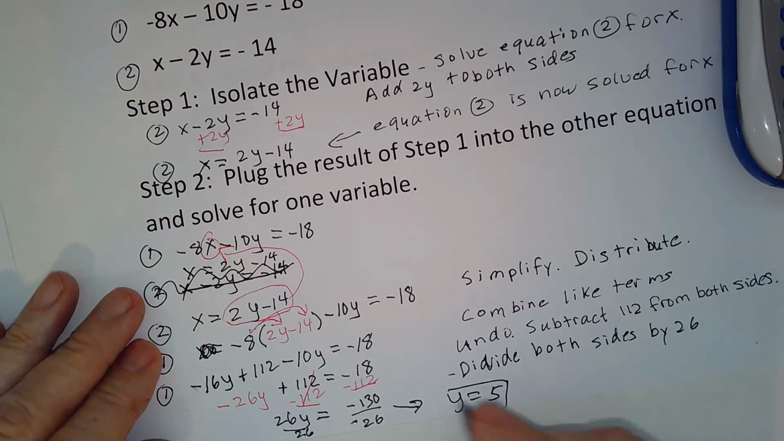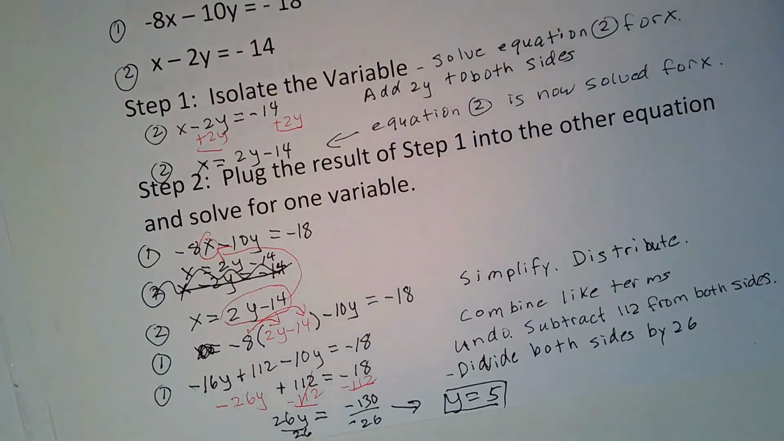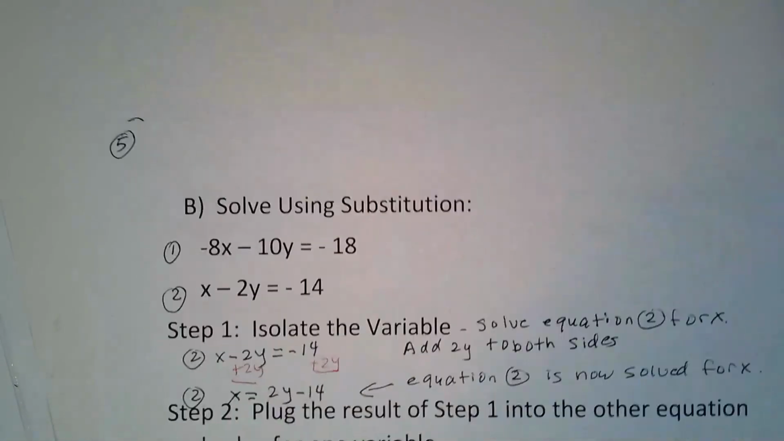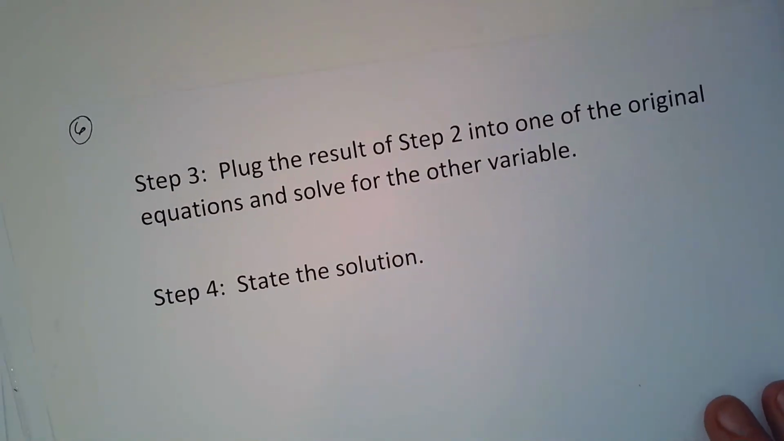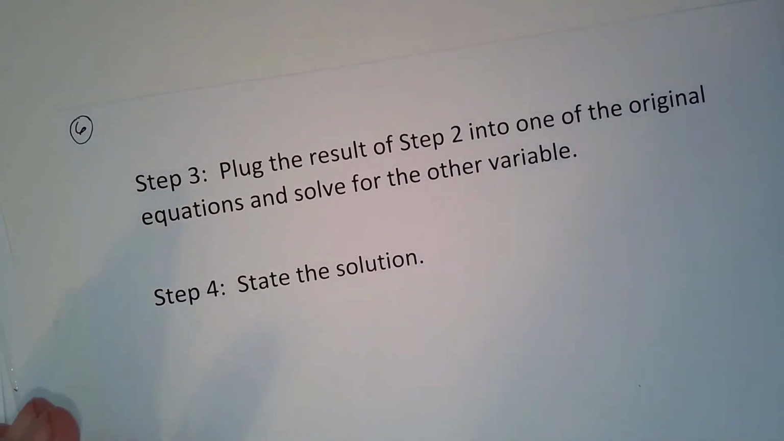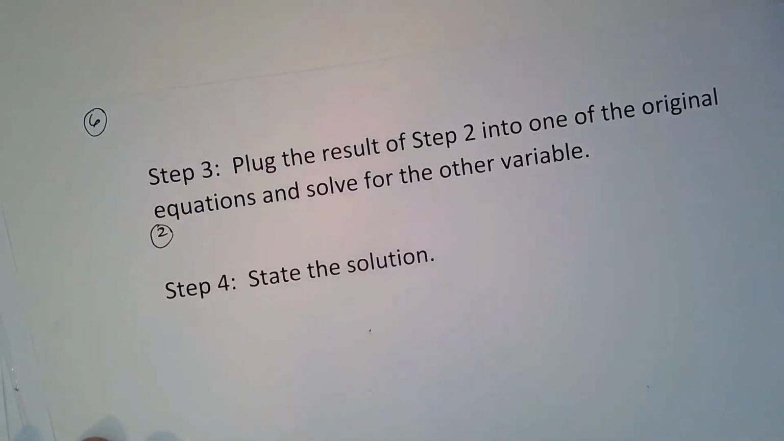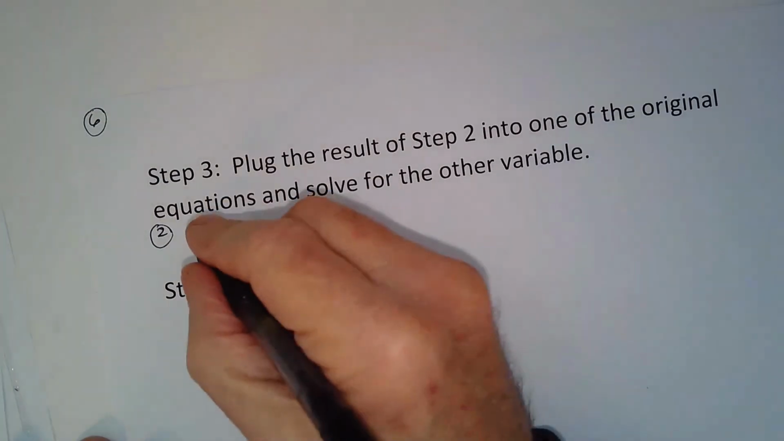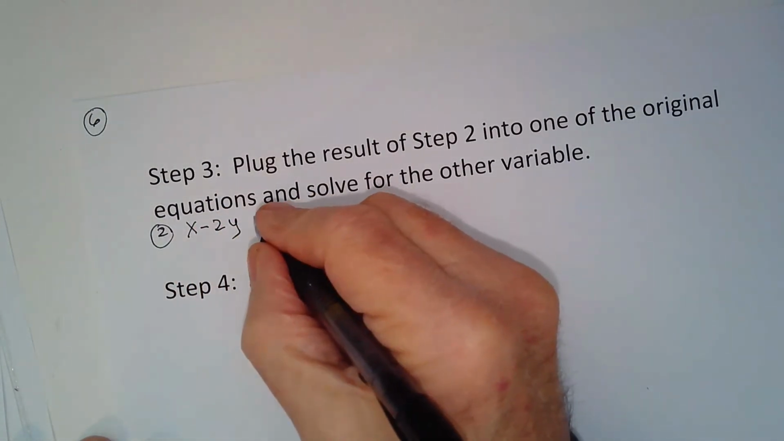So we now know what y equals, okay? But we aren't quite done. As I said, this is a little involved. So we come to our last page. So we're going to plug the result from the previous step into one of the original equations and solve for the other variable. So in this case, I'm going to go to equation 2. So equation 2, that was x minus 2y equals negative 14.